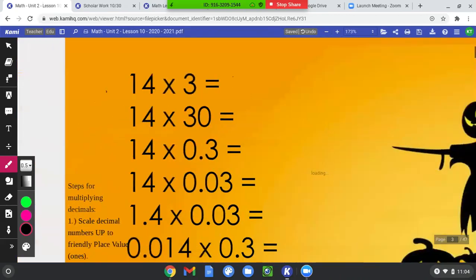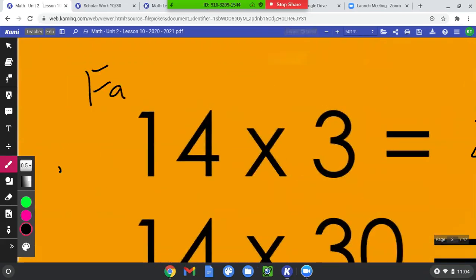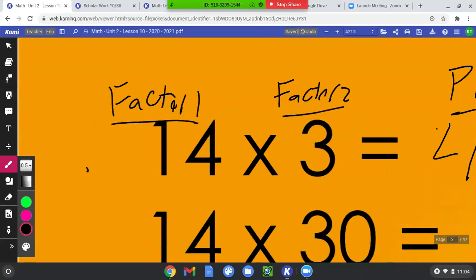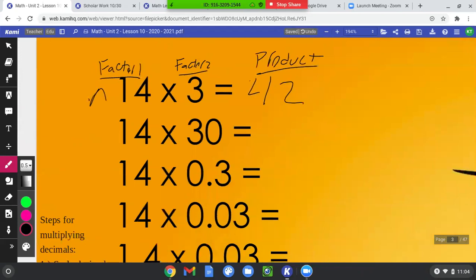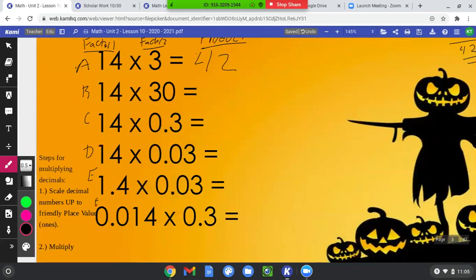And let's go over here, do 42. Now remember, this is our factor 1 and factor 2. When you multiply those, you get a product, the answer. Those were vocab words from Unit 1. So look, factor 1 is the same in A, B, C, D, E, and F. The only part that's changing is factor 2.